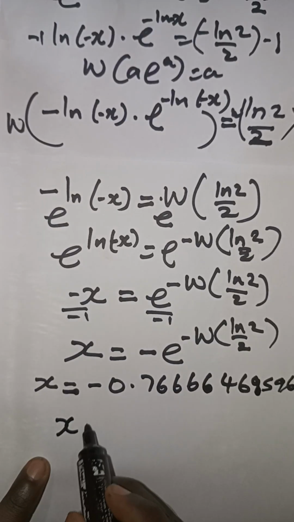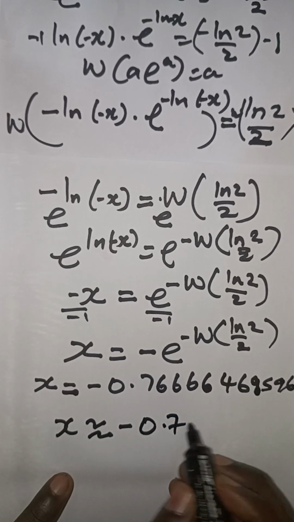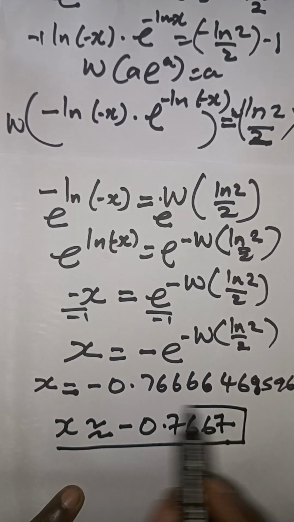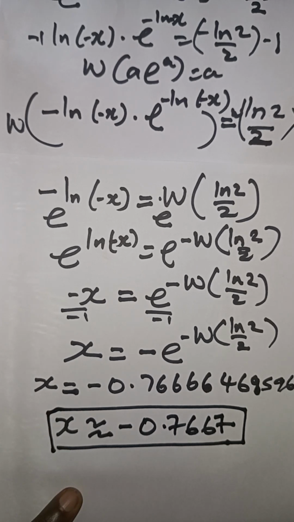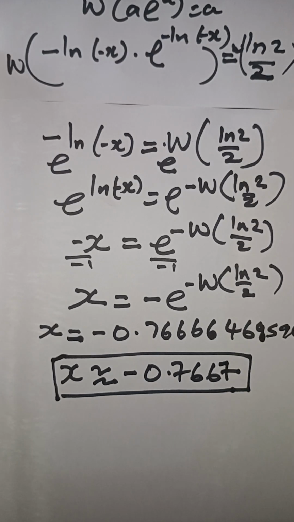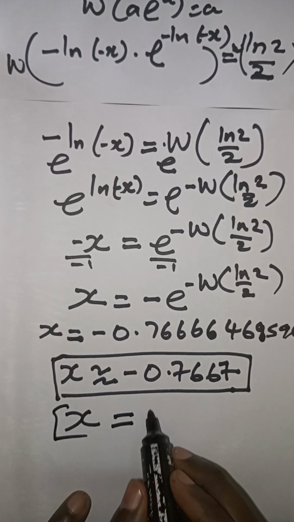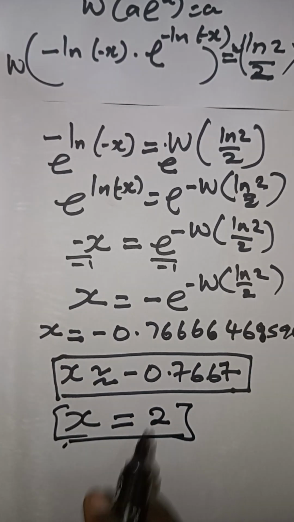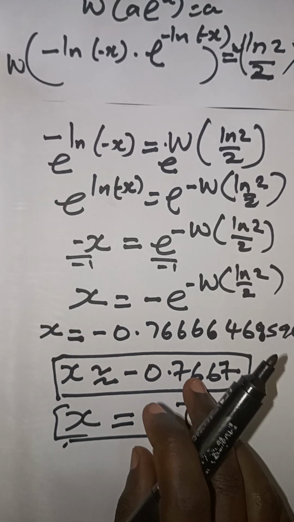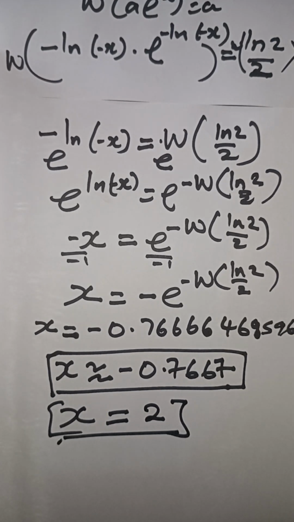This can be written roughly to 4 significant figures as negative 0.7667 as the second accurate value which satisfies my equation. So that other method I've given you as the two values of x. One was x equal to 2, and another one x equal to negative 0.7667. When you take this and substitute in our equation, you realize it satisfies that equation.